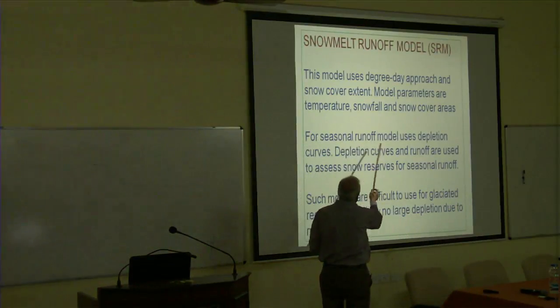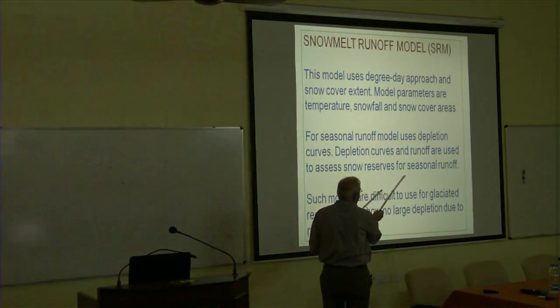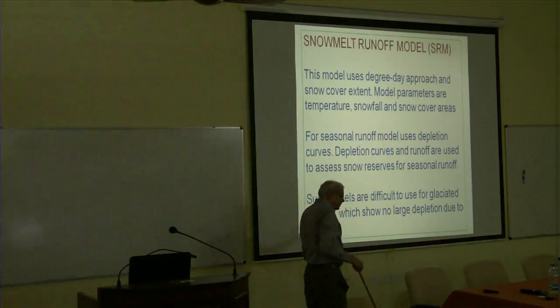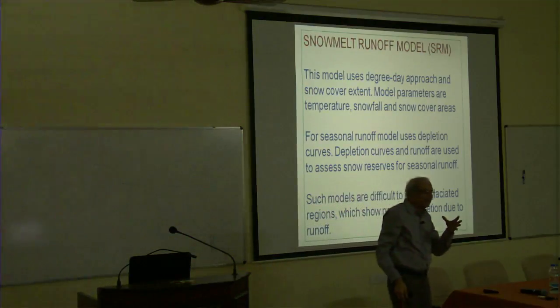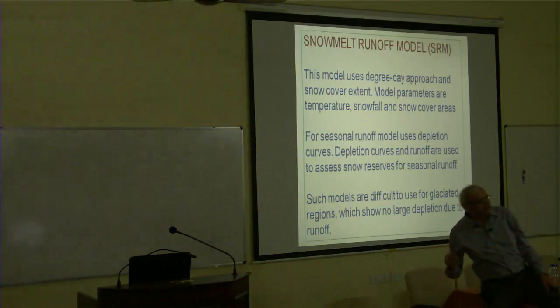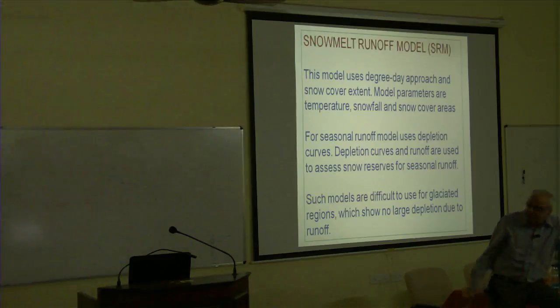However, the seasonal runoff model uses a depletion curve. Depletion curve and runoff are used to assess snow reserve for seasonal runoff. Such models are difficult to use for glaciated regions, which show no large depletion due to runoff. This is an old model. Now they have modified it. But when I was developing the model way back in the late 90s, this model was not updated then. Now it is updated. What is the idea of this last sentence?